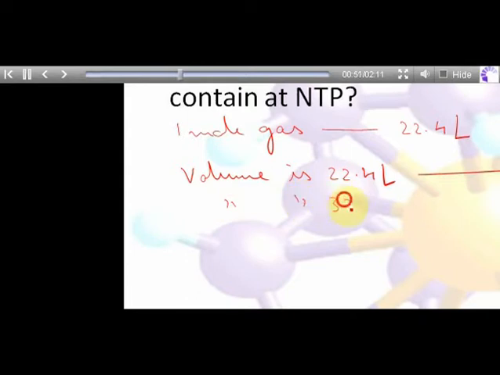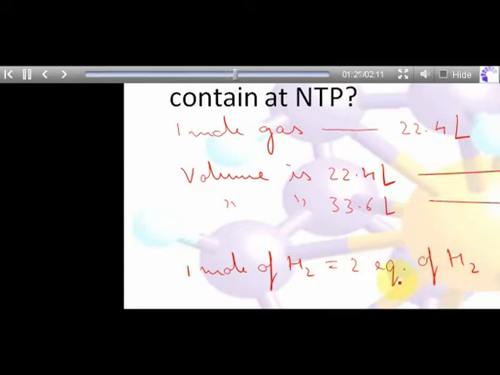Now if the volume is 33.6 liter, the number of moles is 1 divided by 22.4 into 33.6, that is equal to 1.5 moles. Now we know that 1 mole of H2 is equal to 2 equivalents of H2. So 1.5 mole of H2 will be equal to 1.5 into 2, which is equal to 3 equivalents.